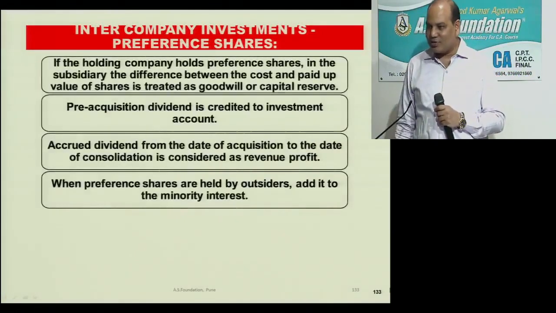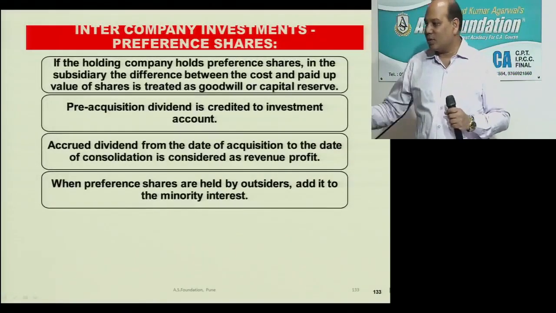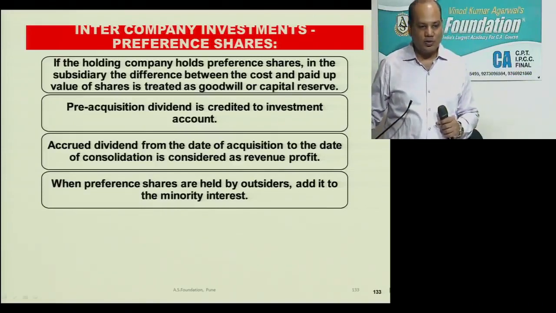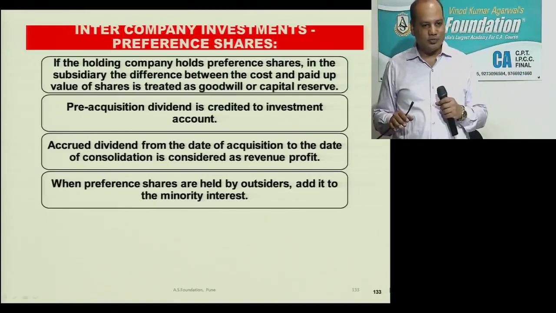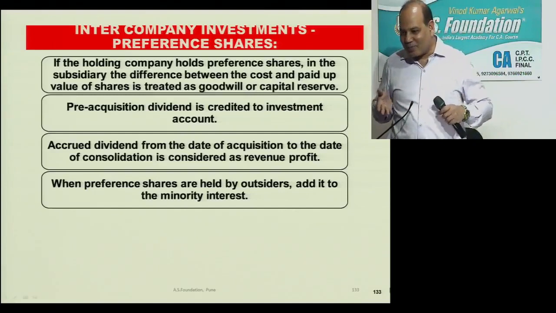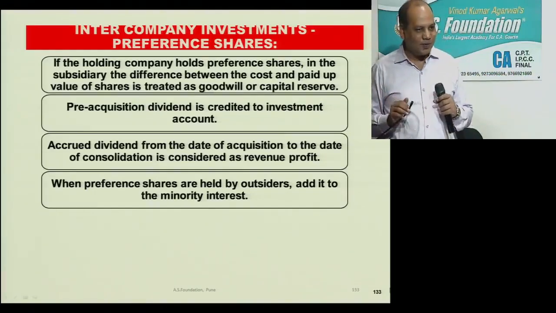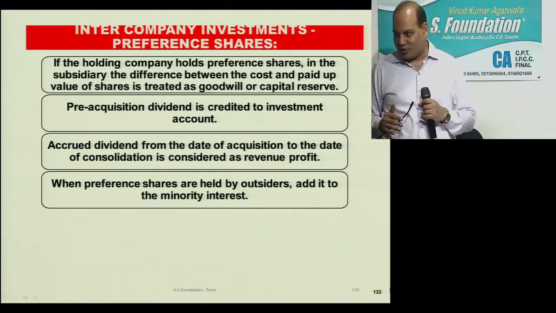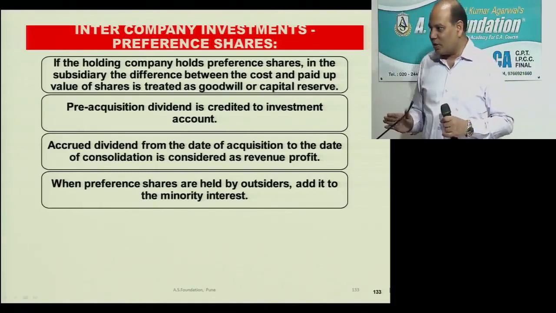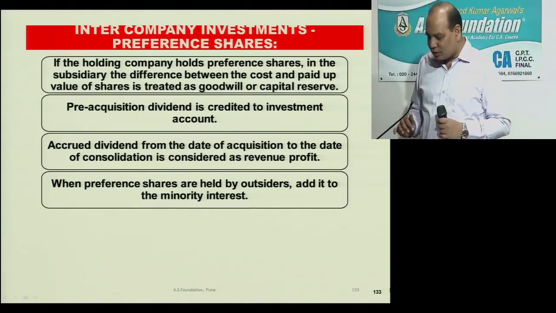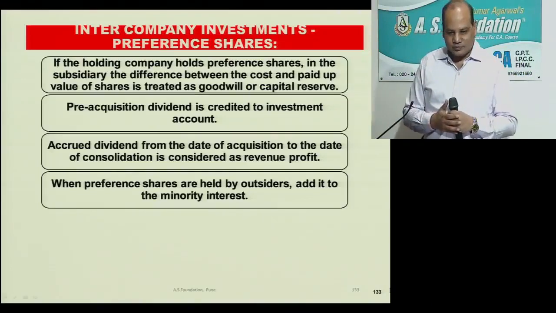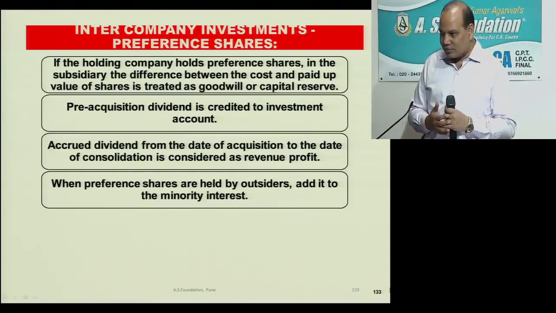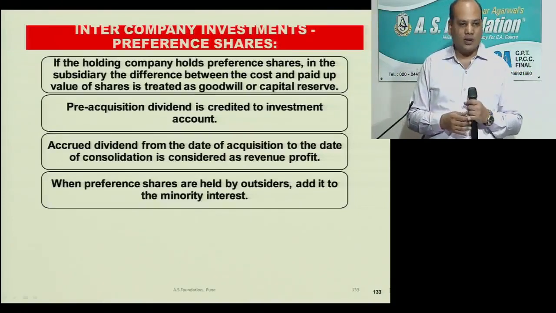Intercompany investment. Now, one more adjustment. The subsidiary has issued preference shares and the holding company has invested in those preference shares. Or the holding company has issued preference shares and the subsidiary has invested in those preference shares. So this is like an intercompany adjustment. One party has to pay, the other party has to receive. So what I'll do, I will cancel them. And if there is any difference, it will be adjusted in goodwill or capital reserve.